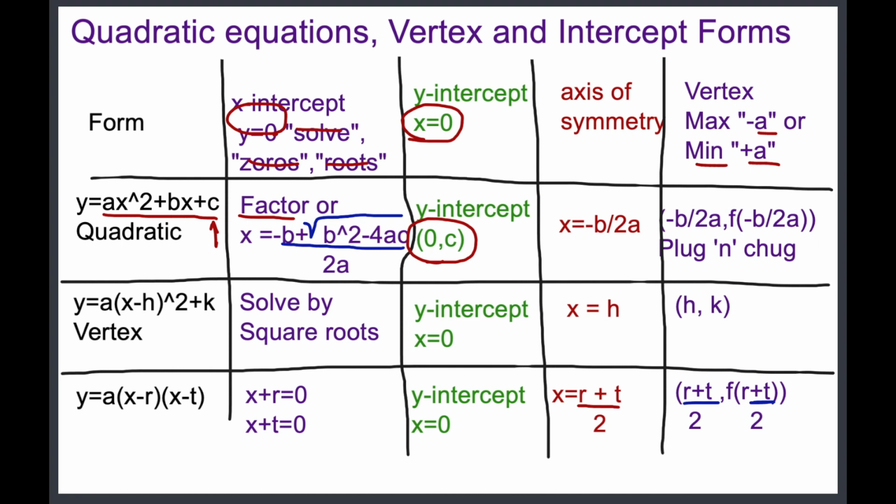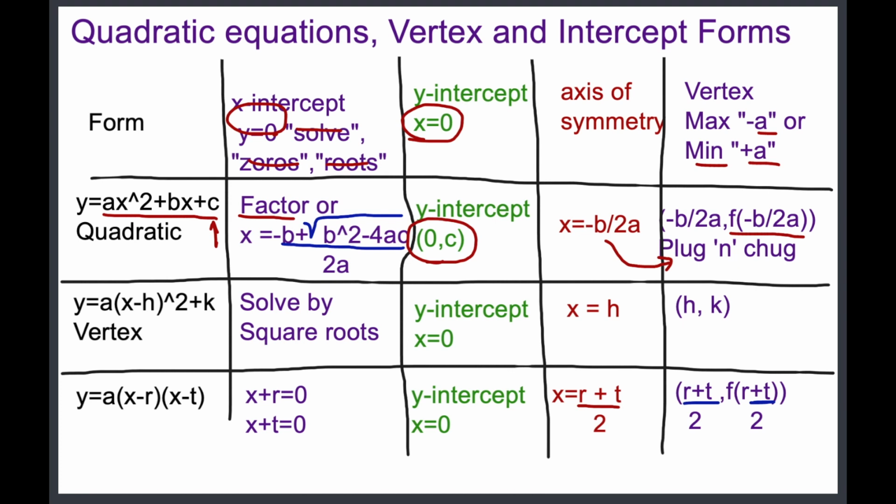So coming back to this form, we have the axis of symmetry, which we get from negative b over 2a, and we plug and chug into the original function. Each function changes with each problem to determine the y output for the vertex.